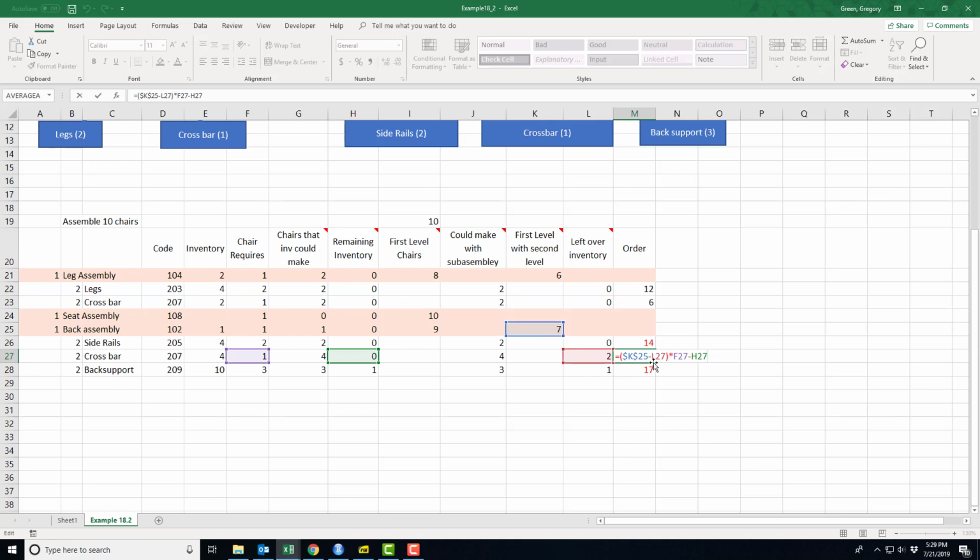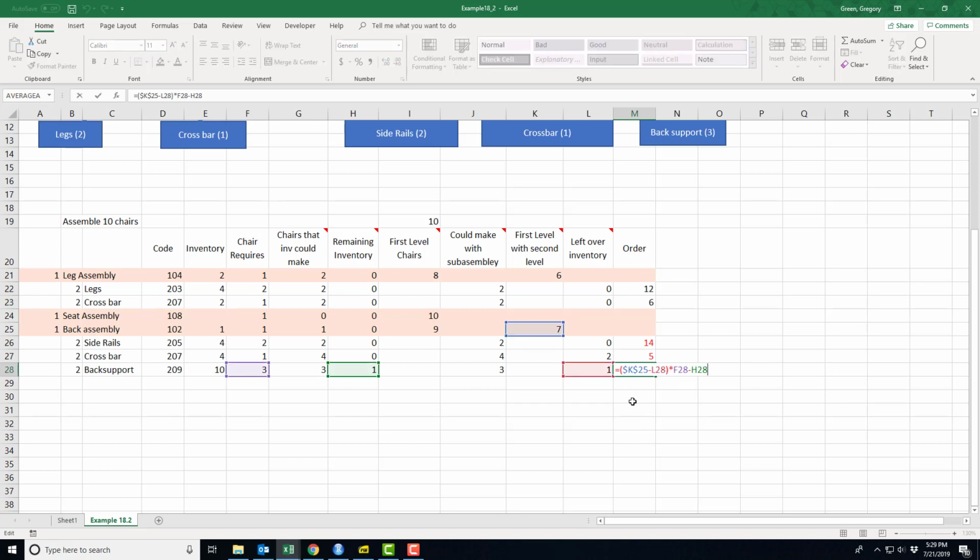So I really have 4 chairs left to make, for ordering purposes. So with 4 chairs times 1 per chair minus this remaining inventory, I have 5, or actually, 11 crossbars that I need to order. This was the most difficult one.